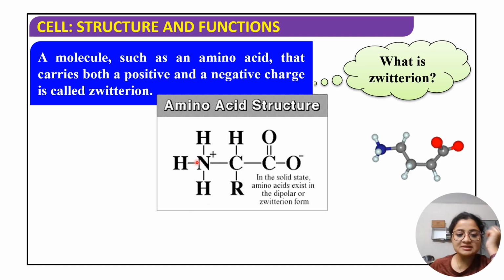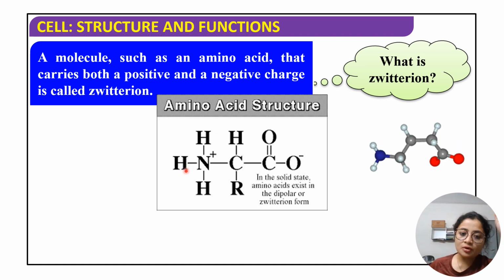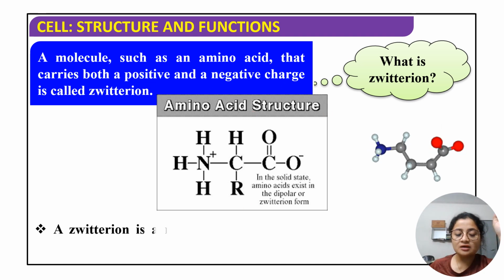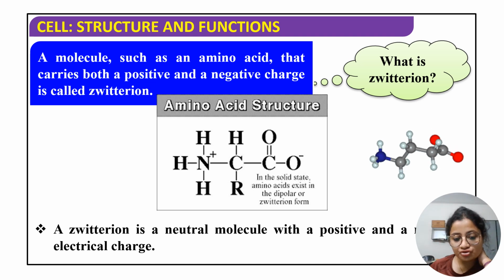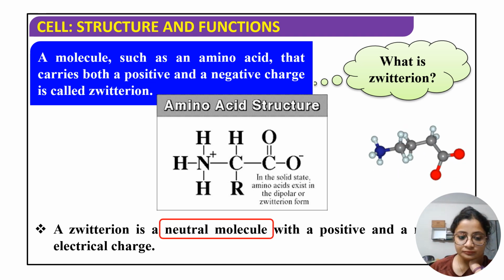See, on the left hand side in the amino group you can see a positive charge is there, and on the right hand side a negative charge is there. So one positive and one negative charge, so they will be cancelling out each other. As a result, the overall charge of this amino acid will become zero. That is exactly the concept of a zwitterion. So it is a neutral molecule with a positive and a negative electrical charge, okay.